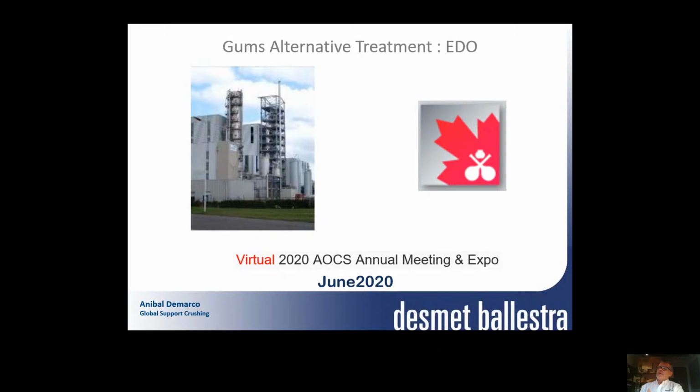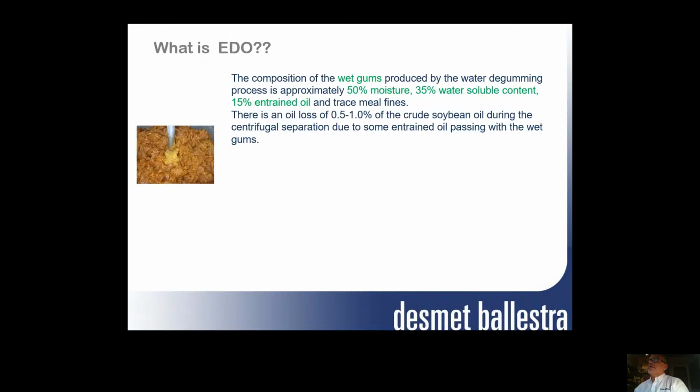And what is that? What is enzymatic deoiling? Well, we have to tell that the composition of the wet gums produced by the water degumming process is approximately 50% moisture, 35% water-soluble content, and 15% of entrained oil, and naturally some trace meal fines. And due to that entrained oil, there is about 0.5 to 1% of the crude soybean oil lost when the centrifugal separation is happening.